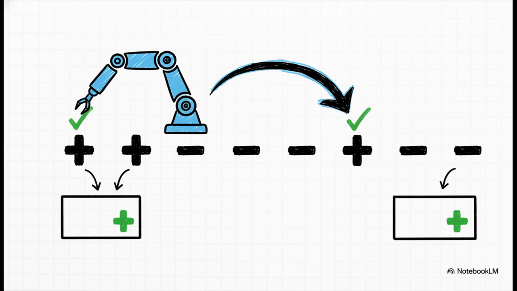Now, for continue. Let's say you're processing a list of numbers, but you only care about the positive ones. When your loop hits a negative number, you don't want to stop the whole process, right? You just want to ignore that one number and move on. That's the perfect job for continue.